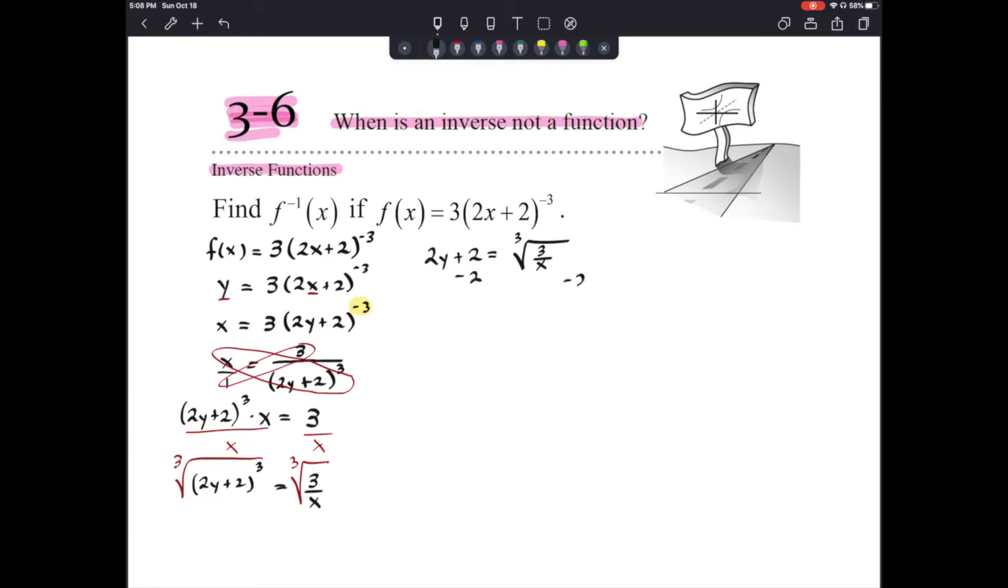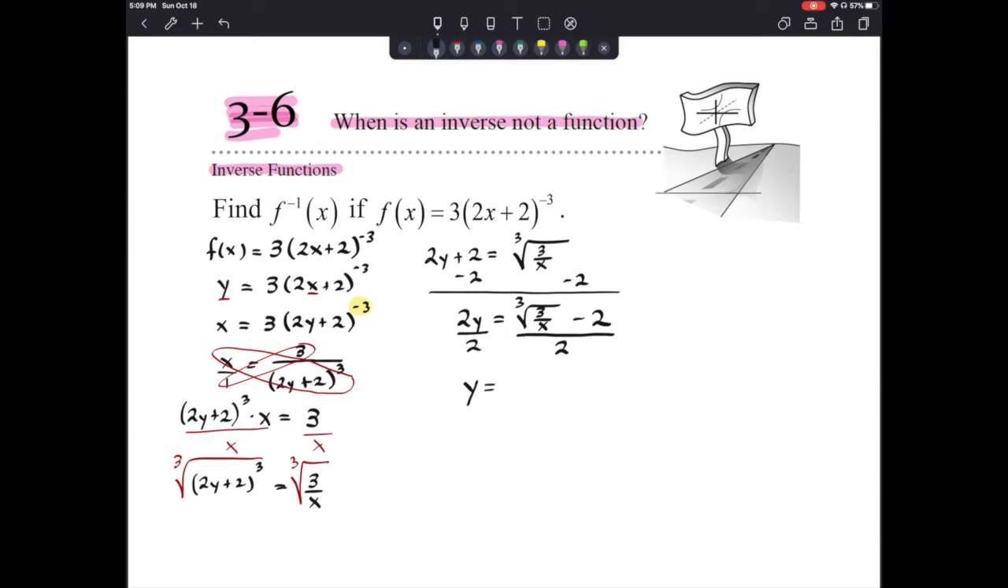This part's probably the easier part. We'll subtract 2 from each side. 2 times y is equal to the cube root of 3 divided by x minus 2. So that's outside of the cube root. And last, let's just divide everything by 2.